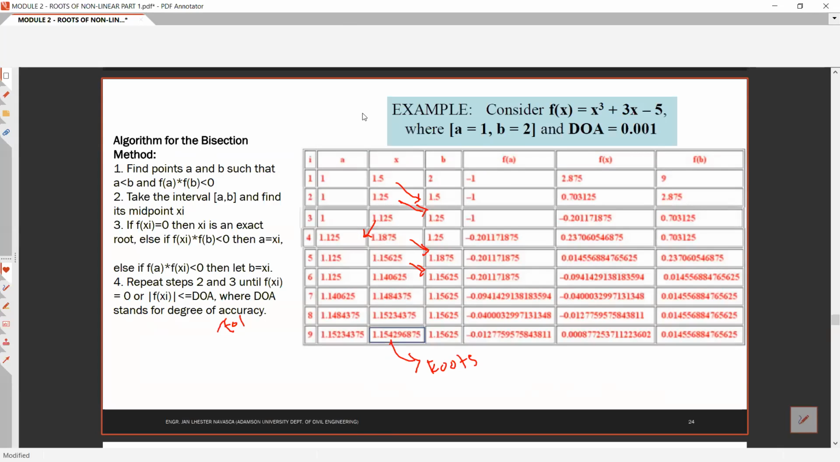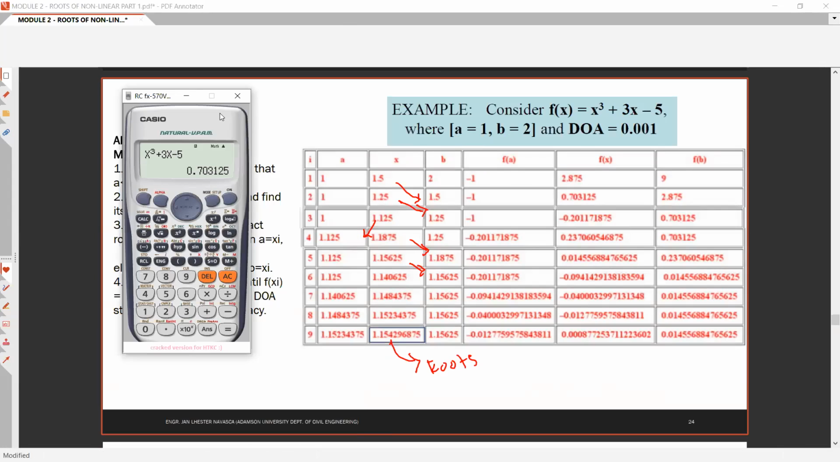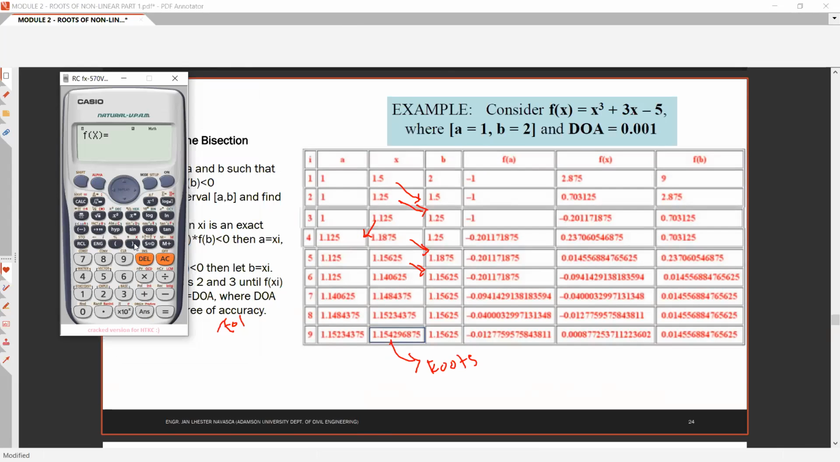Sige, nakikita niyo ba yung screen? Ito. So, I will teach you yung table functions. So, you have table. Yung f of x natin is equals to x cubed plus 3x minus 5. Nakuha niyo ba to? Meron bang ganito sa calculator niyo? I think meron naman. May table naman dyan, di ba? Sige. Then equals nyo.